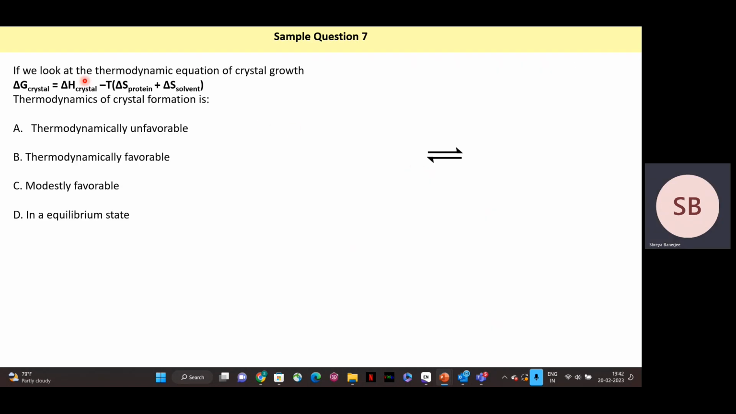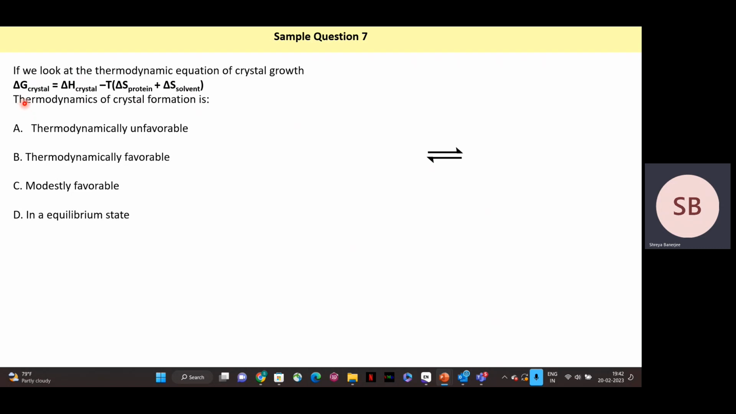The next question asks that if we look at the thermodynamic equation of crystal growth, which is delta G of formation of the crystal is delta H, which is the enthalpy change of crystal formation, minus T delta S. And delta S is a summation of the entropy change of protein plus the entropy change of solvent.